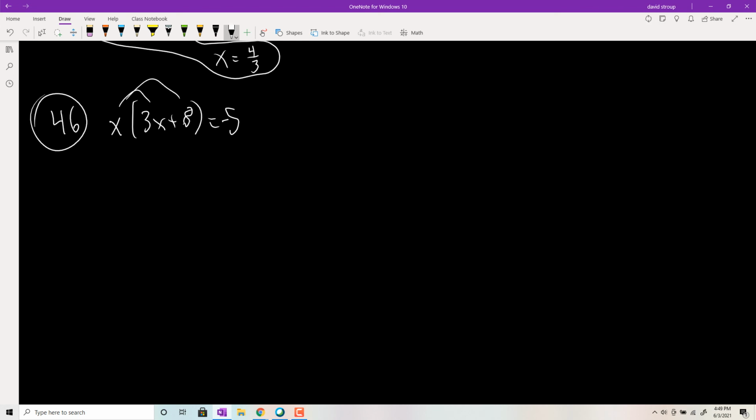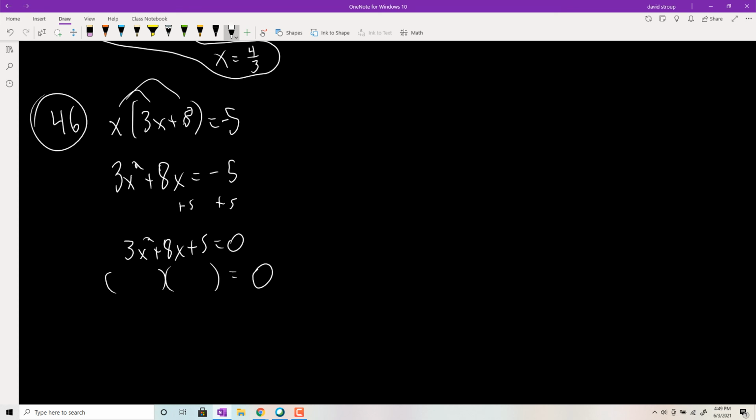So first distribute, 3x squared plus 8x, then move the 5 over to the other side. And then factor this critter. It's got to be plus plus. It's got to be 3x and x. And then if you put the 5 here, that's bad news because then you're going to get 15. And that's way bigger than 8. So it's got to be 1 and then 5.